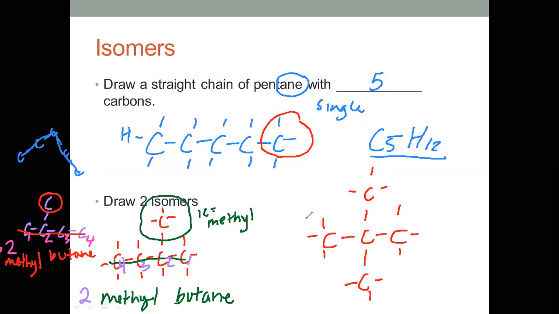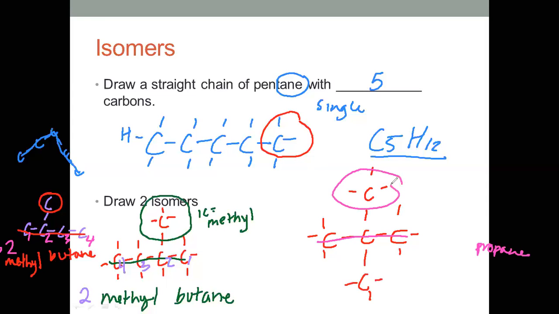Okay, so now let's name this crazy thing. Do the same thing. You want to find your parent chain, the longest chain of carbons without lifting your pencil. It's right here. 1, 2, 3. Okay, 3. Marvin eats peanut butter. P. It's propane. Okay, propane.